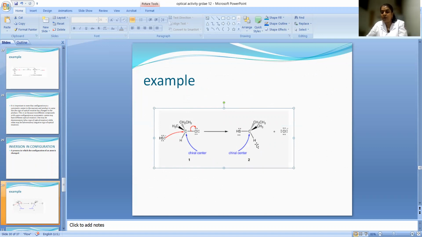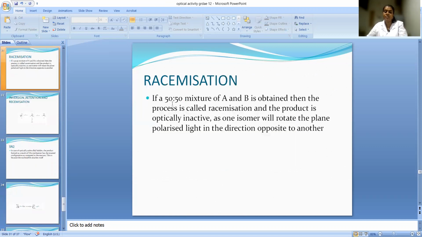So the chiral center is retained here, and we will get an inverse configuration, because the side to which SH is attached is opposite to the C-Cl bond. So this is called inversion of configuration. Racemization means a 50-50% mixture of both isomers is obtained. We already discussed that, so that is called racemization.